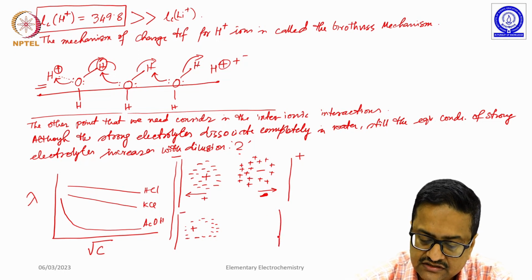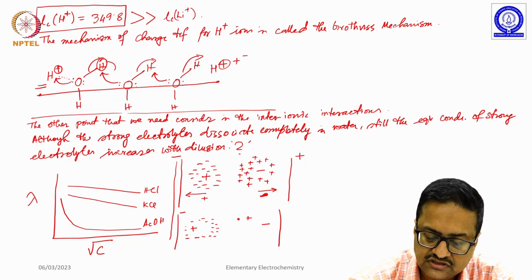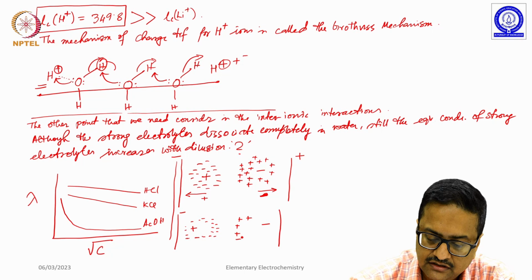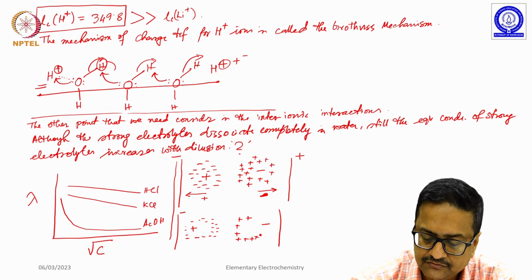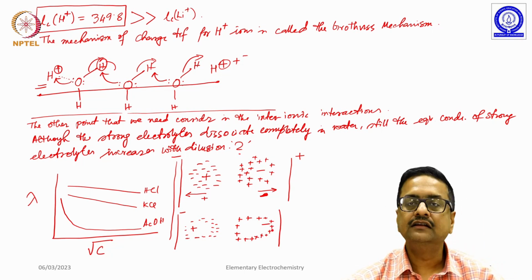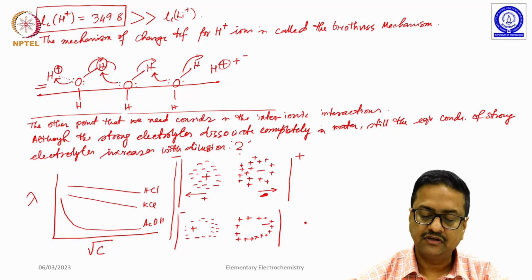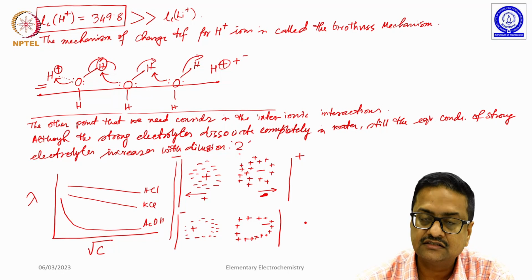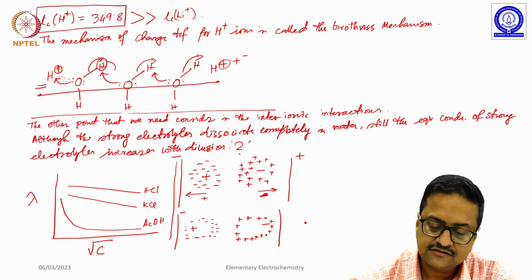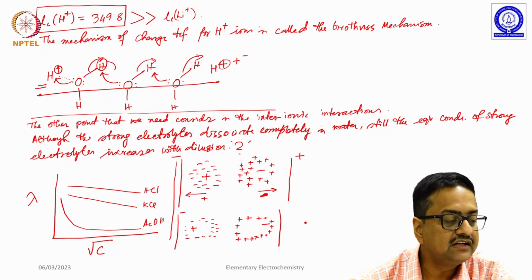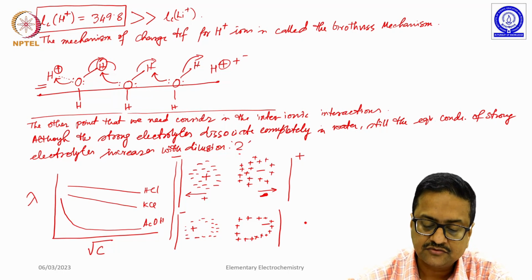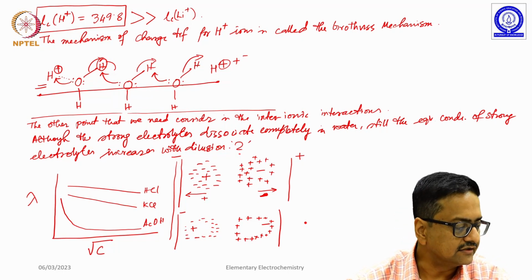And similarly, on this side, when the negative ion tries to go to the electrode, the positive ions tend to pull the negative ion to the other side. So, this interionic interaction becomes very important, and this also changes the capability of conducting charge by those cations and anions.